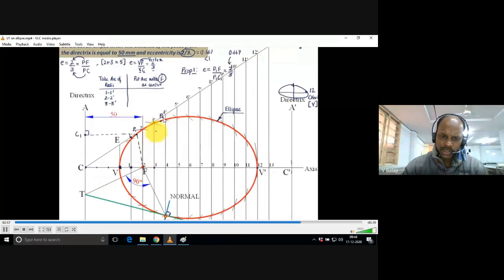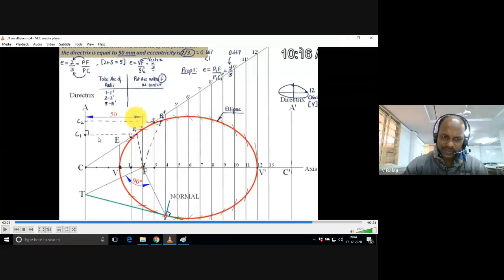I am joining that point to F. Now again, this PF, P to F. I have taken some other point P2. Earlier it was P1, now it is P2. Now you see P to F is increasing. And if you draw from P to U one horizontal line like this, this P to C2 is also increasing. Yes or no? P2C2 is also increasing.